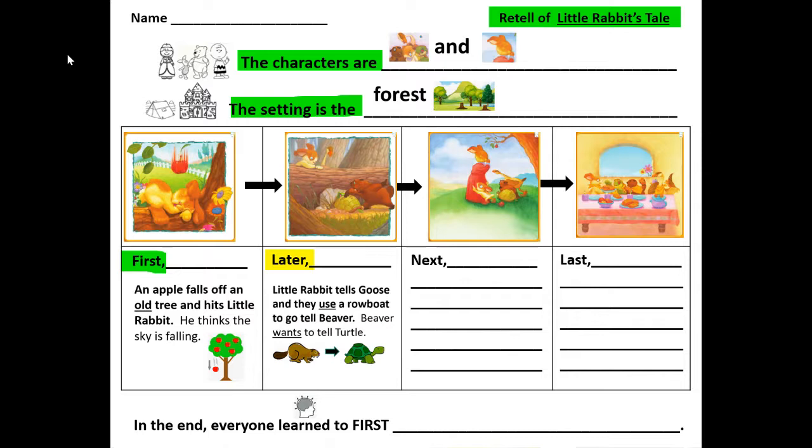Later, Little Rabbit tells Goose and they use a rowboat to go tell Beaver. Beaver wants to tell Turtle. So a lot of things happen in this picture. Later, Little Rabbit tells Goose and they use a rowboat to go tell Beaver. Beaver wants to tell Turtle.